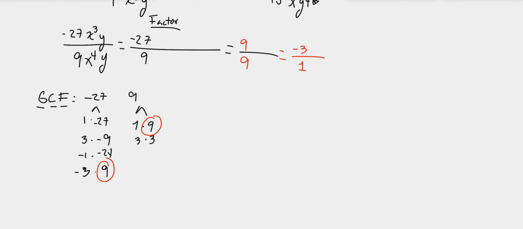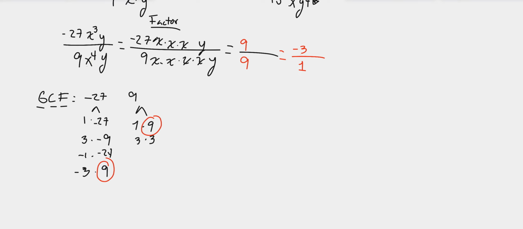Now, let's think about the other part like this, okay? I'm going to rewrite this x to the power of 3 as x times x times x. And y to the power of 1 is just y. And this x to the power of 4 is x times x times x times x. And y to the power of 1 is just y.